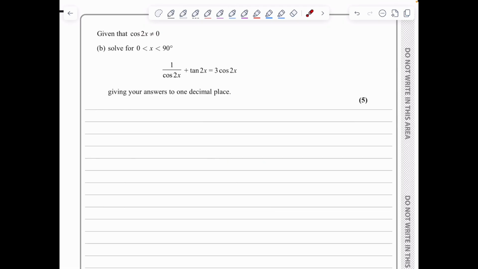In part B, we are asked to solve the given trigonometric equation. Cos 2x cannot be 0, x is in degrees between 0 and 90, and we need to give our answers to one decimal place.